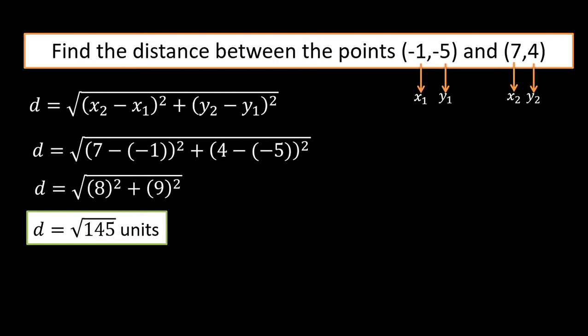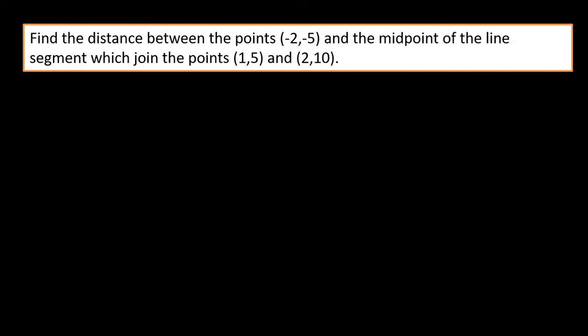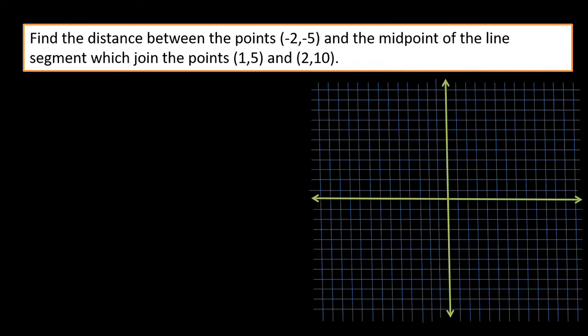Now this example is straightforward, so let's try another one. This one already applies the midpoint formula. In this example, find the distance between the point -2, -5 and the midpoint of the line segment which joins the points 1, 5 and 2, 10. It is better to solve this if we put it in the Cartesian coordinate system. So the -2, -5 is somewhere here.